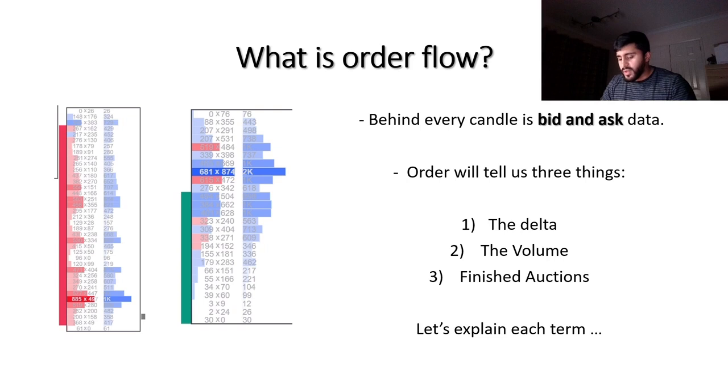But think of it this way. The bid represents aggressive sellers and the ask represents aggressive buyers. So if we look over here closely on the screen, you can see that there's two numbers in each row, right? Two numbers and two numbers. So let's take this over here.